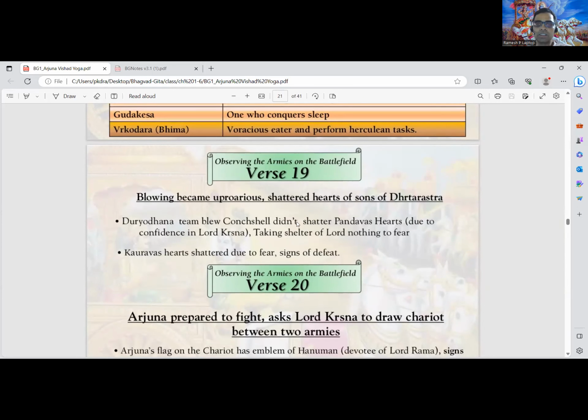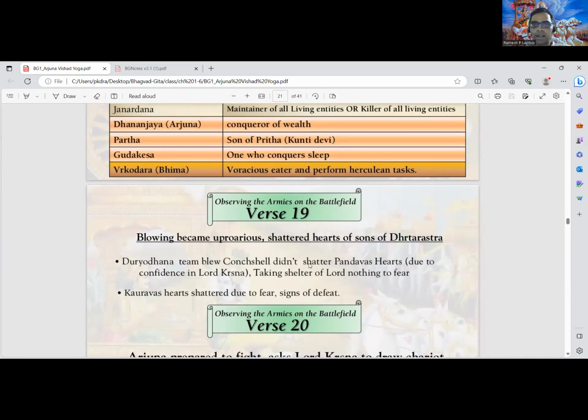Once the conch shells were blown from the Pandava side, the hearts of Duryodhana's team, the Kauravas, got shattered because they got the signals of defeat. Those conch shells were transcendental, and the sound generated had an effect.